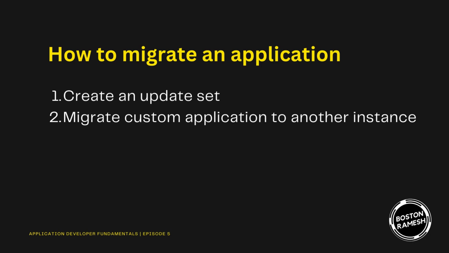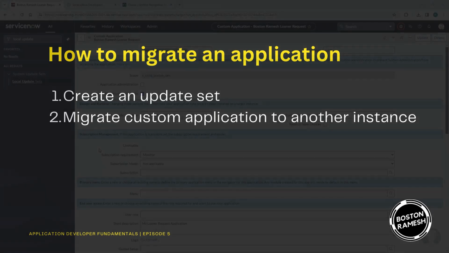So what we have to do is put all the development work into an update set, and then export the XML to your local machine, and then migrate that scoped application to a new simulator instance. And in this video, I'm going to simulate the same thing. I export what I have done so far, and then import into a new instance.